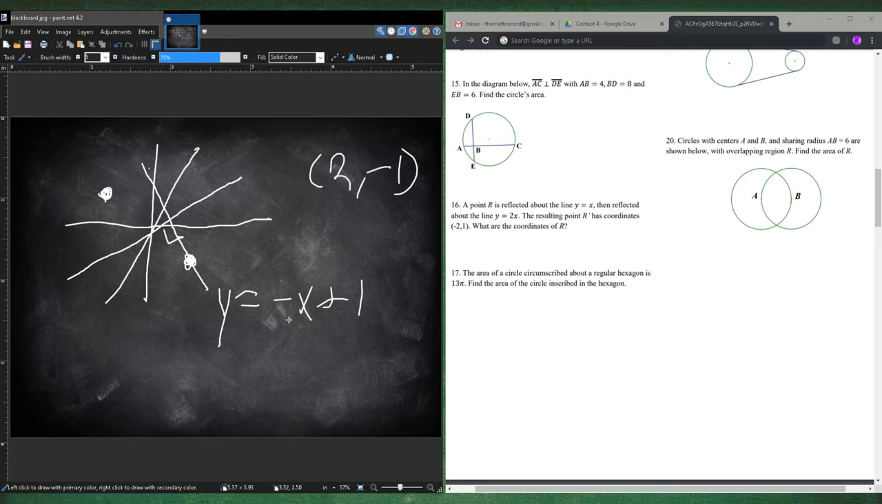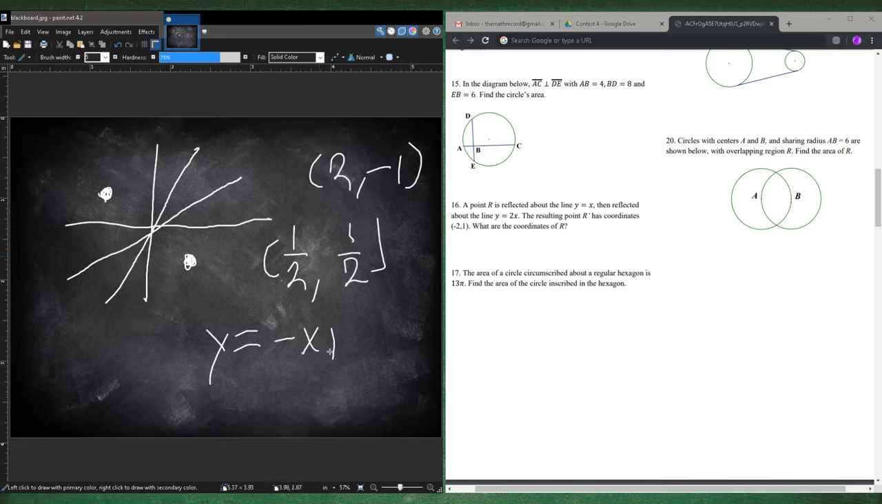So where does y = -x + 1 intersect y = x? We have -x + 1 = x, so 2x = 1, so x = 1/2. Since y = x, this coordinate is also 1/2. We can check with y = -x + 1: -1/2 + 1 is 1/2. So this is the point right here.